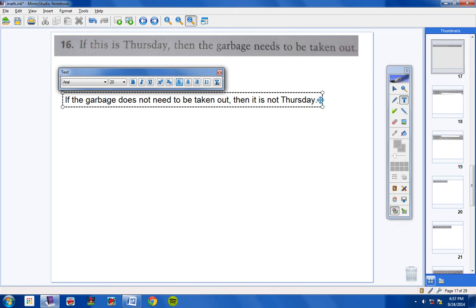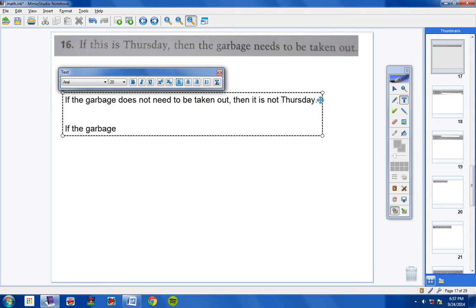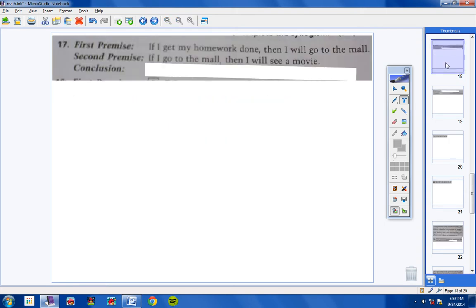Now the converse, you don't negate anything. You just simply switch the hypothesis and the conclusion. So if we switch them, it would be if the garbage needs to be taken out, then it is Thursday. Okay, so there's the converse. All right, I hope that helps. Moving on to number 17.